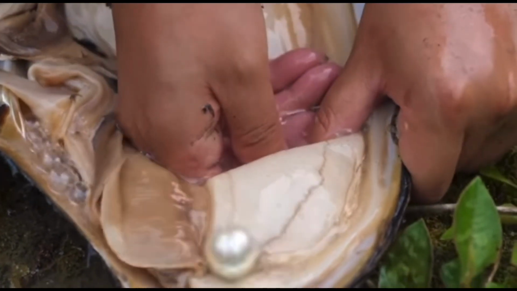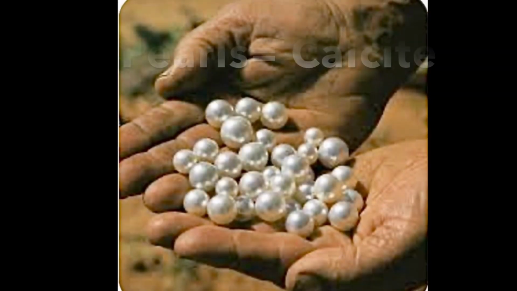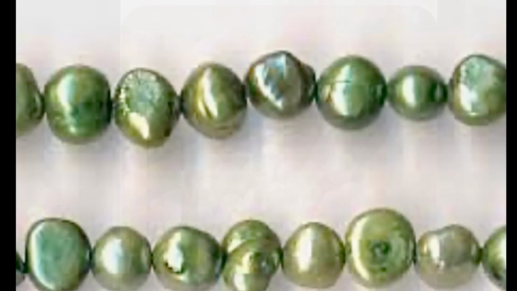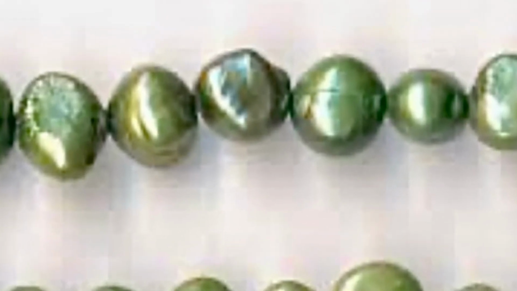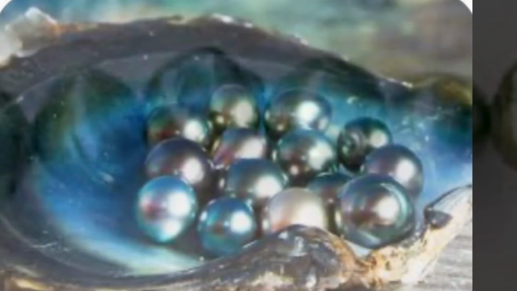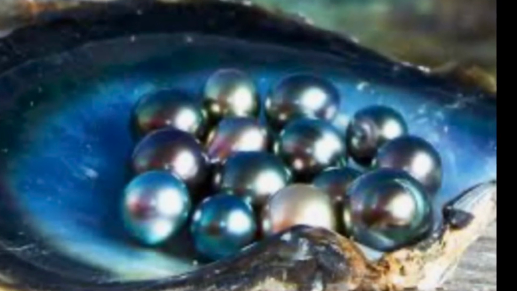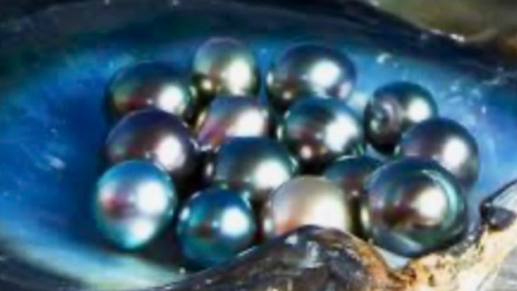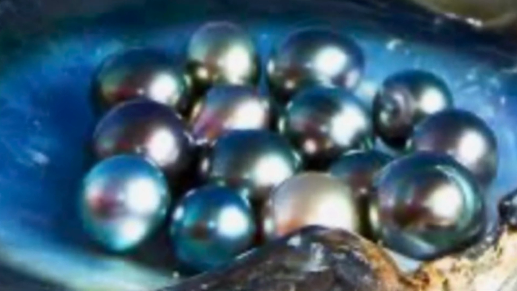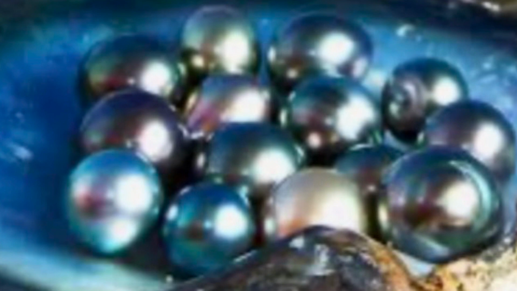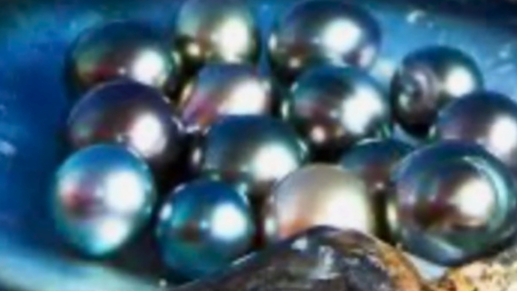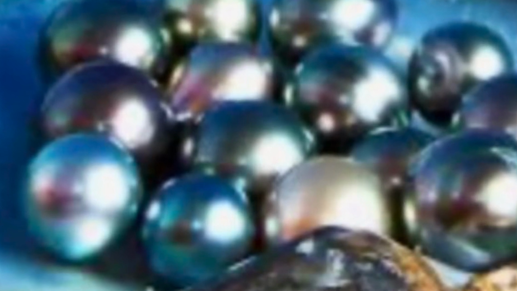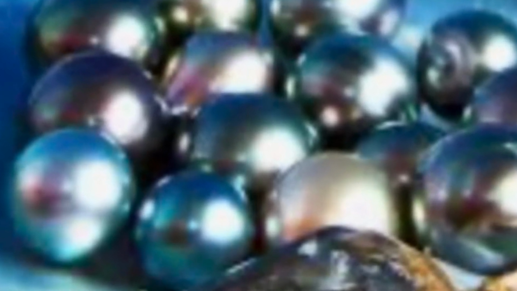Which brings us to one of the most beautiful forms of calcite, pearls. Yes, pearls are made of calcite, and they come in various colors and shapes and sizes. When an irritant, like a piece of shell or a parasite, gets into a clam or oyster, they surround this bit with calcite and aragonite, which is another form of calcium carbonate, building up layer upon layer to form beautiful pearls.